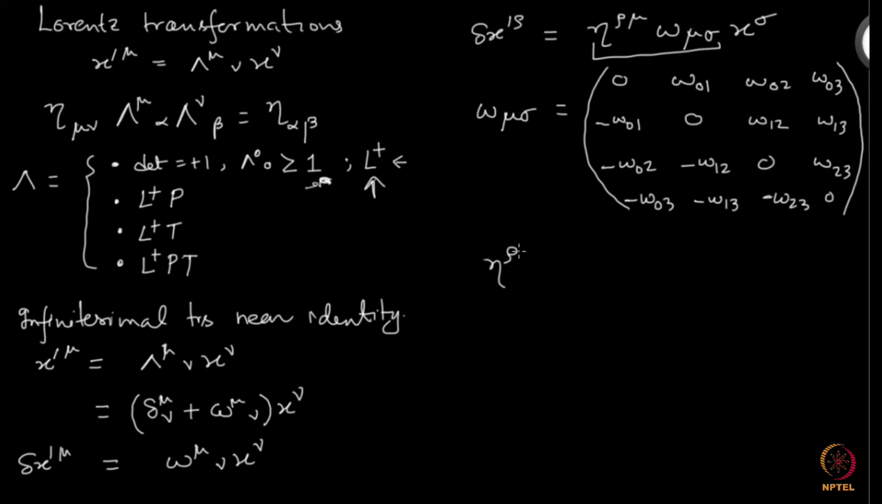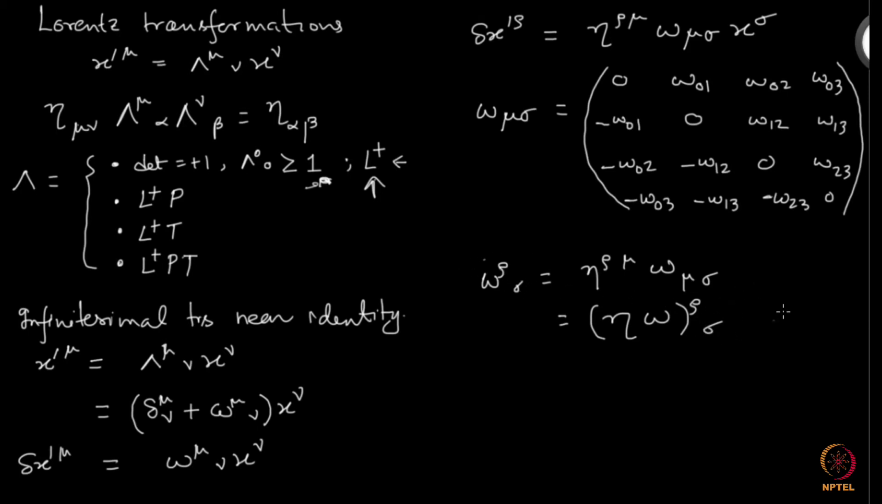So, what we need is eta rho mu omega mu sigma, which is the same as omega rho sigma. This is what we are trying to find, one index up, one index down, and that is easy to find because you take the eta matrix, take the omega matrix with both indices down, multiply them and look at the rho sigma element, and that is what it will give you.